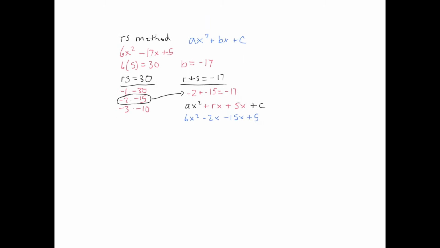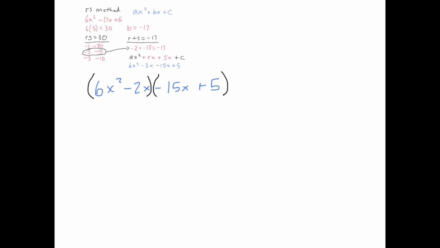I'm going to zoom out a little bit, give us some more room. So if we take 6x squared minus 2x minus 15x plus 5, what do we do with it? Well, the RS method tells you to break this 4-term polynomial up into 2 separate terms. So we'll do 6x squared minus 2x, and this is important to keep that negative inside the parentheses. We have negative 15x plus 5.